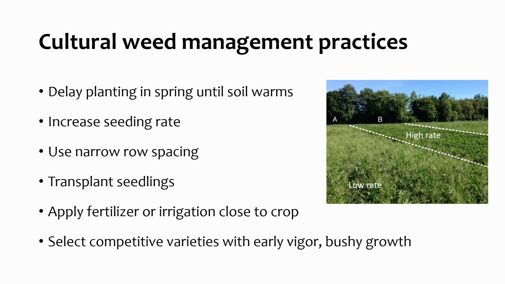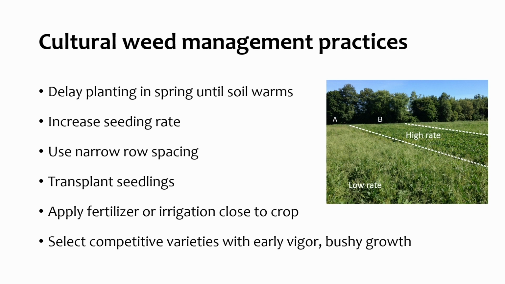So here we have some examples of delaying planting in the spring until the soil warms up, right? So when we have warmer soil, that's when our crop is more vigorous and is more competitive against those weeds, right? Increasing seeding rate, that's a way to increase shading. Same with row spacing, using narrow row spacing. These are all little things that we could be doing in our system that will help with weed management.